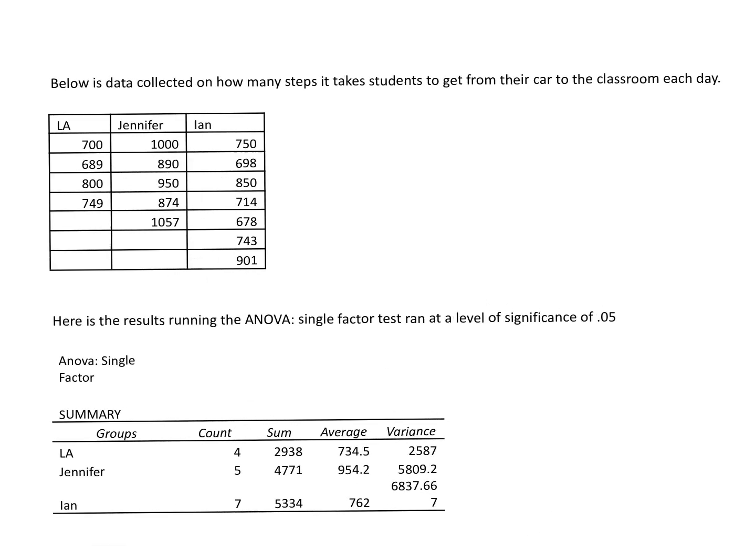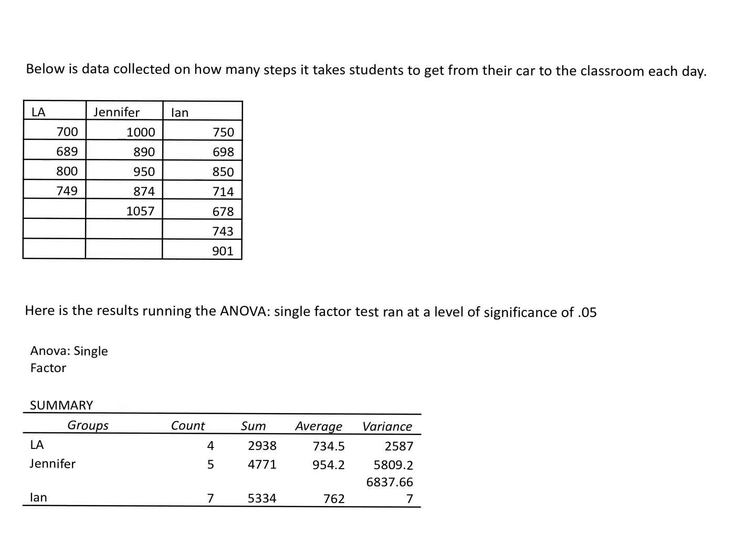So let's go ahead and look at an example. We have data collected on how many steps it takes students to get from their car to the classroom each day. We have LA, Jennifer, and Ian. To run my ANOVA test, I label each of my means, and we say the null hypothesis is that mu1 equals mu2 equals mu3.